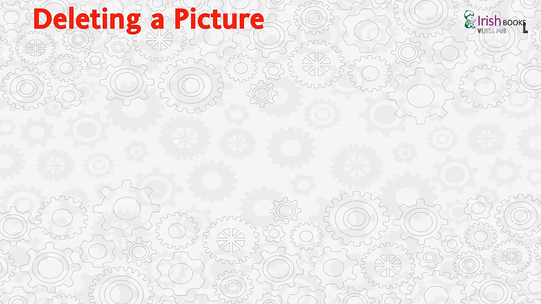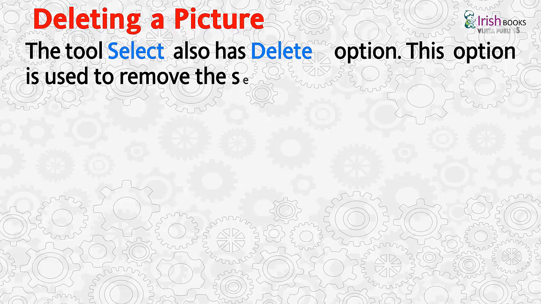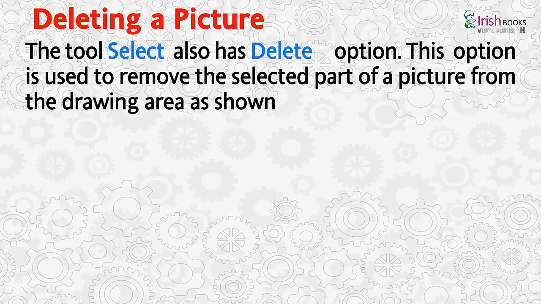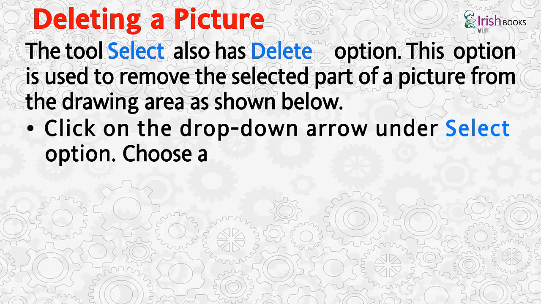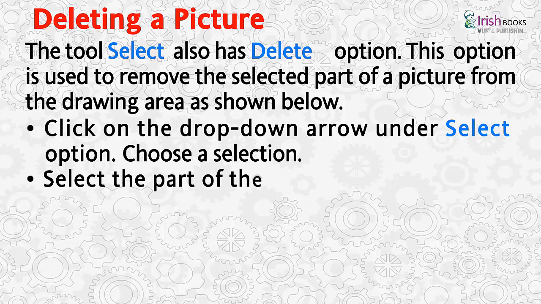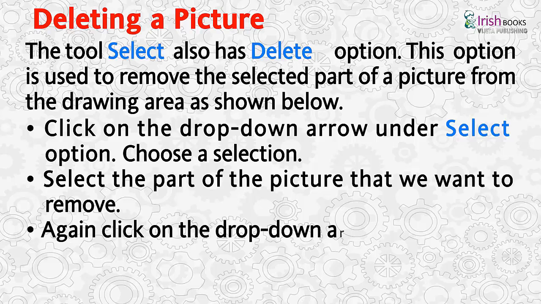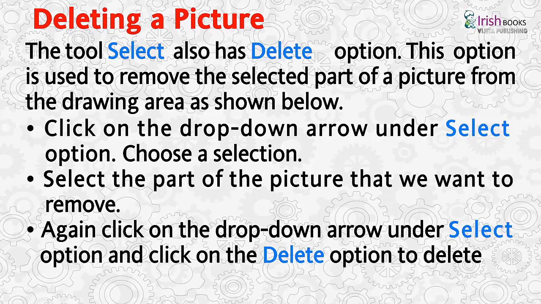Deleting a picture. The Select tool also has Delete option. This option is used to remove the selected part of a picture from the drawing area as shown below. Click on the drop-down arrow under Select option. Choose a selection. Select the part of the picture that we want to remove. Again, click on the drop-down arrow under Select option and click on the Delete option to delete the selected part.